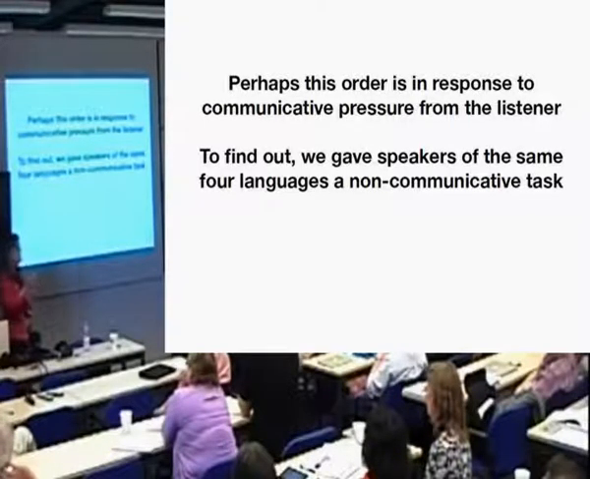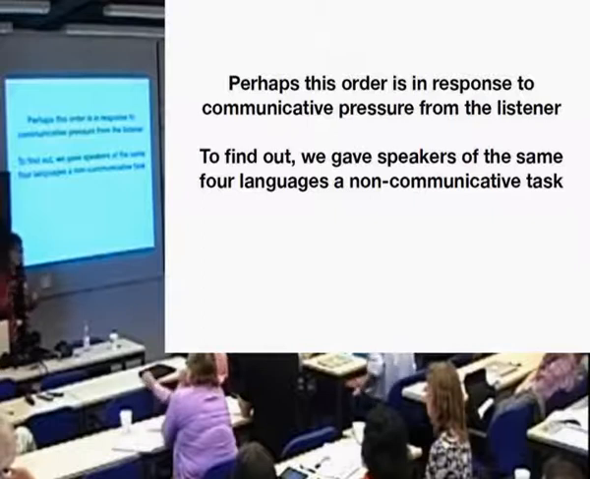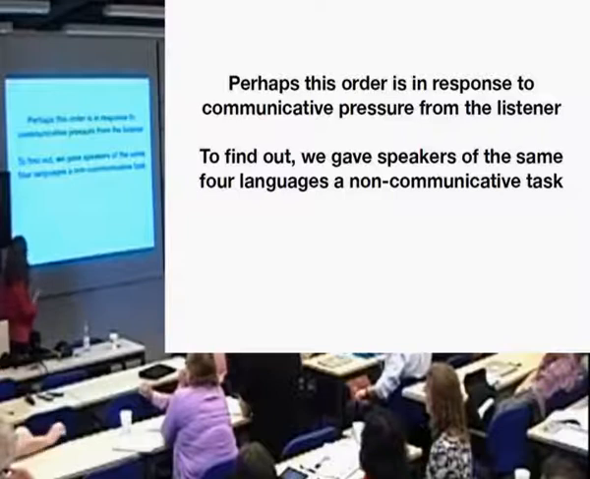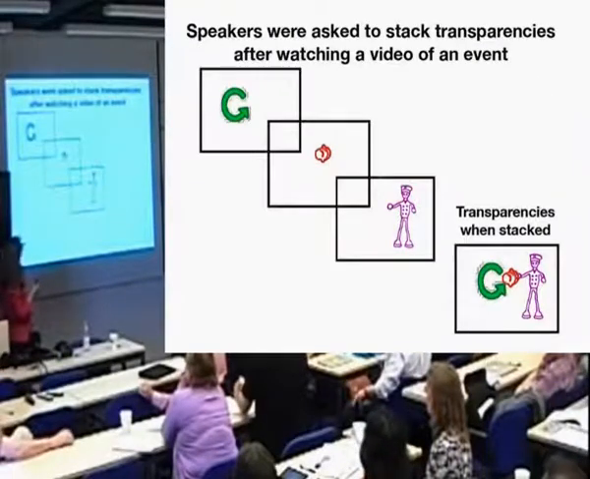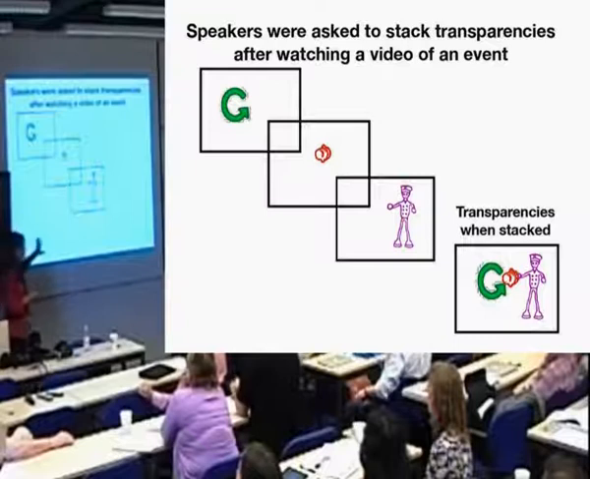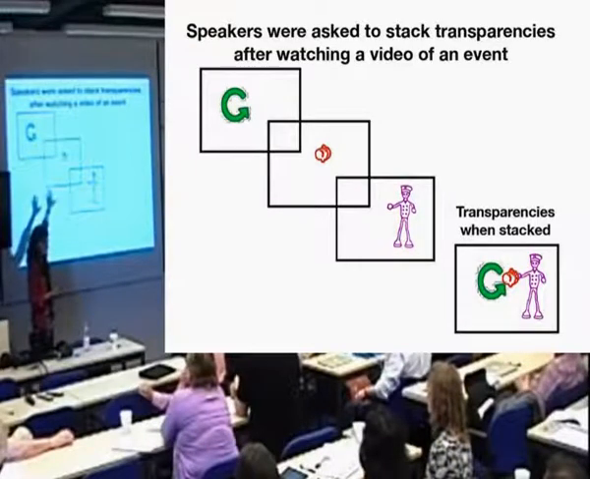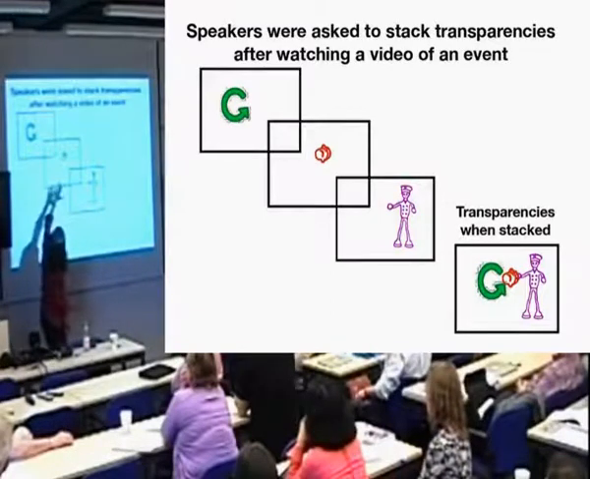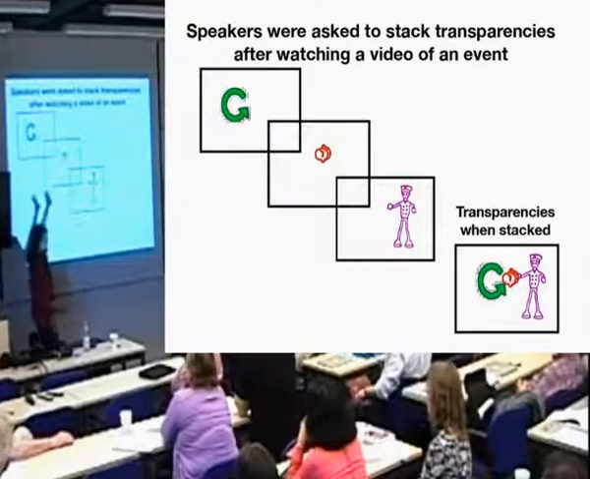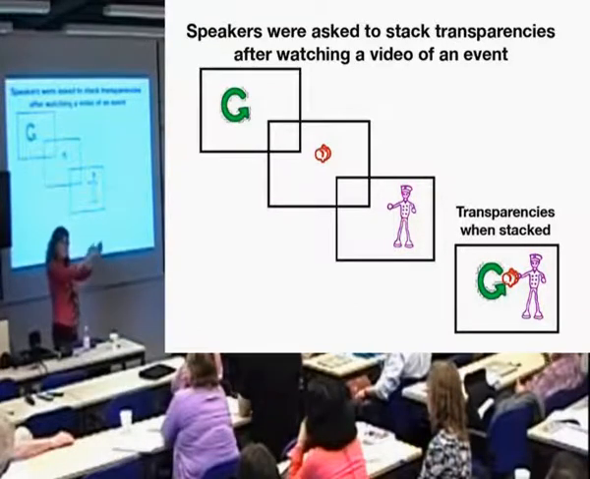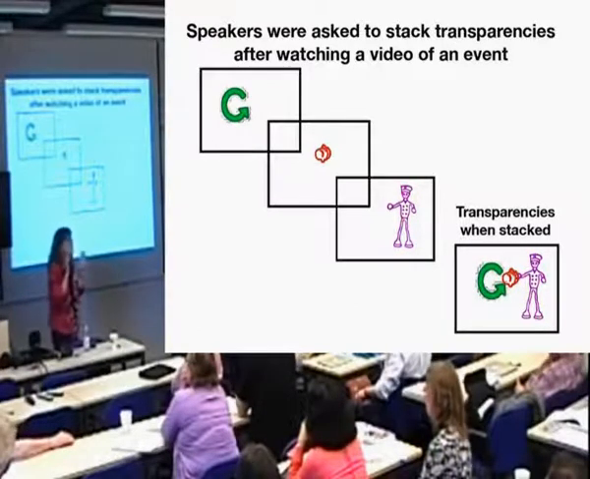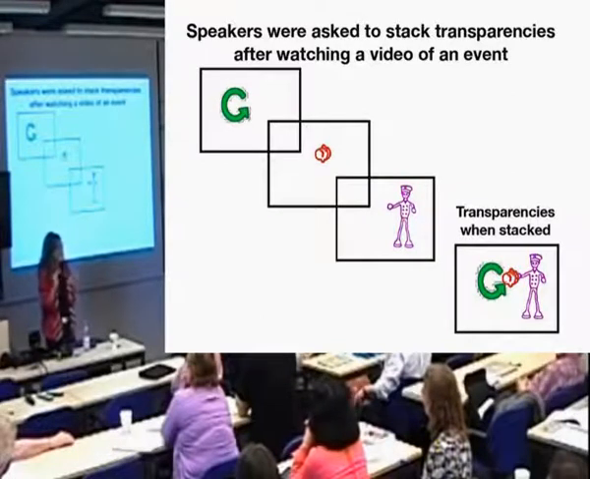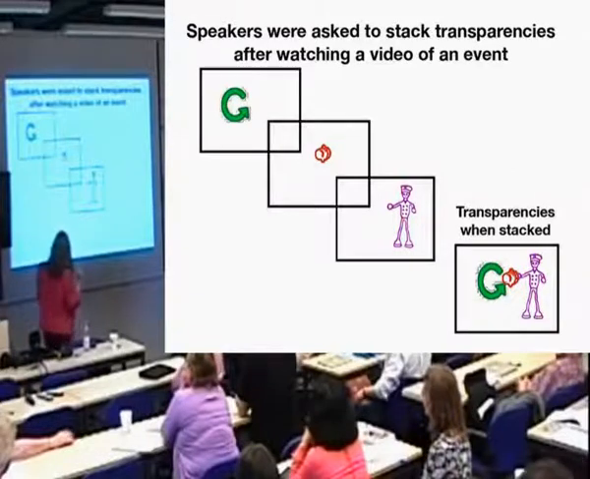So we decided to pull this out of the gesture task, get rid of gesture, and get rid of the communicative task. So this is the task we devised. We asked people to stack transparencies after watching the video. So they watched that ridiculous little video I showed you. And they have three transparencies, one of a captain, one of a pail, and one of a little swinging motion. And what they had to do was stack them on a little frame. This is a ridiculously easy task. You cannot do it wrong. And I have to say, the University of Chicago students thought we were a little stupid for asking them to do this, but they did it.